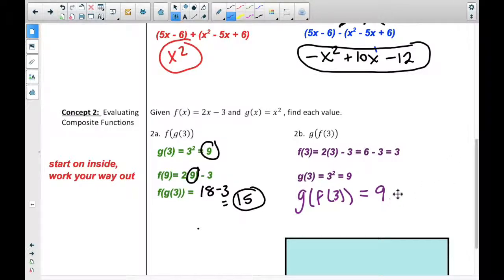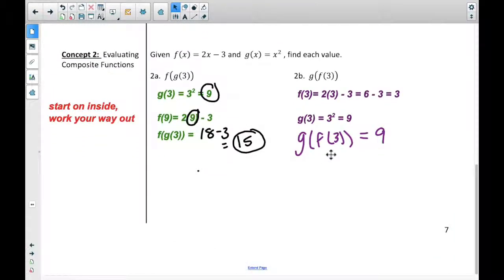So that's how we do composition of functions. Again, the main key is start on the inside and work your way out because these are not commutative. You have to go in a specific order. Okay, let's turn the page.